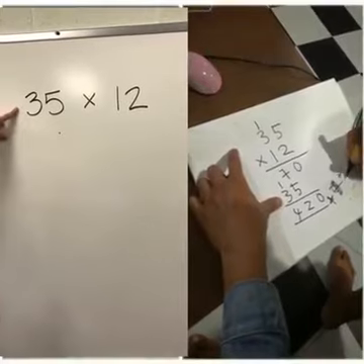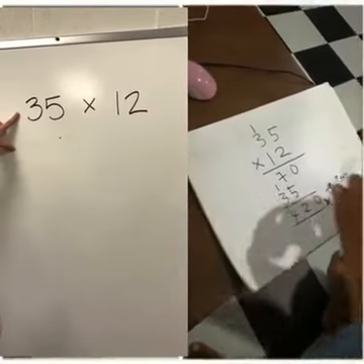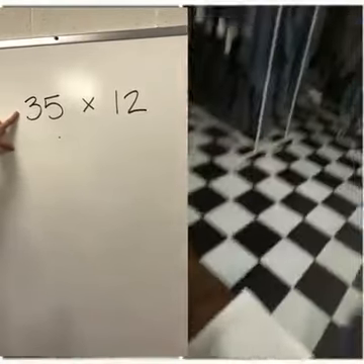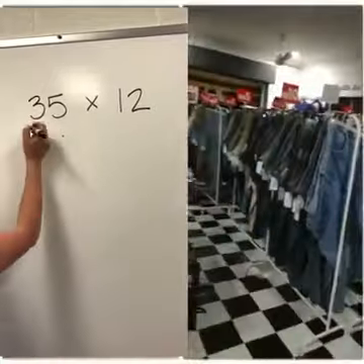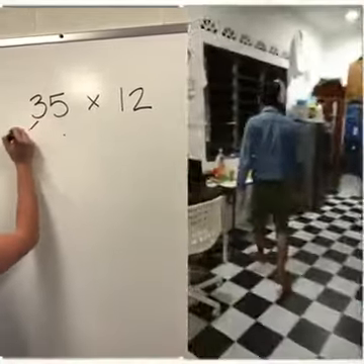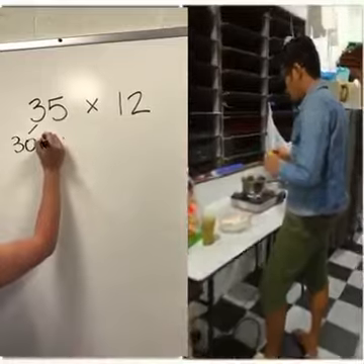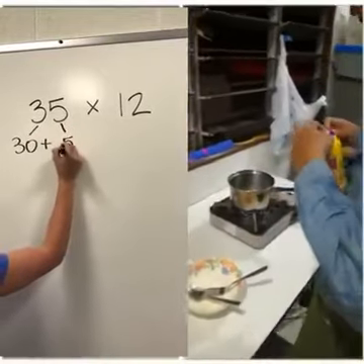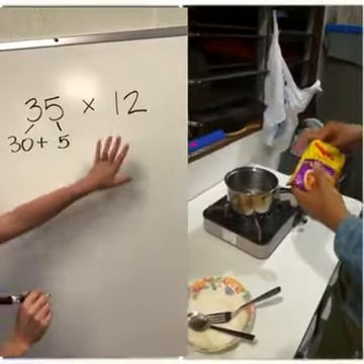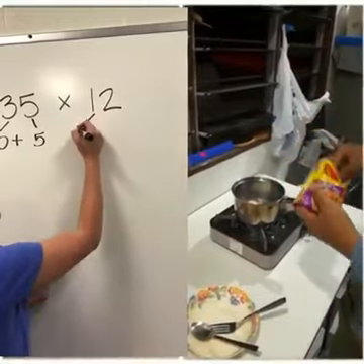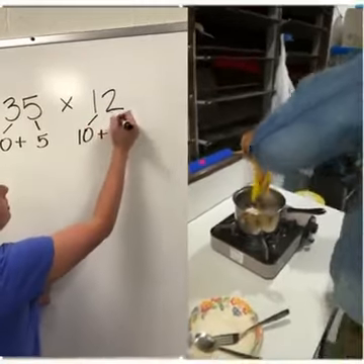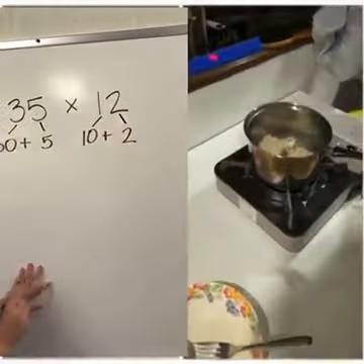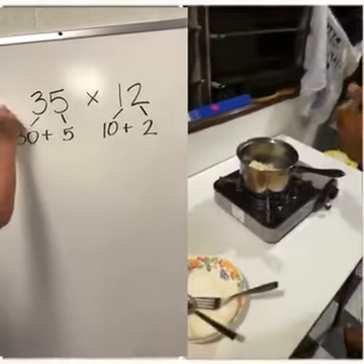The first thing we need to do after that is expand these two numbers. We need to break them down into their tens and ones. I've got 3 tens, which is 30, and 5 ones, so that is 30 plus 5. 12 is 1 ten plus 2 ones. Okay, so that's step one.